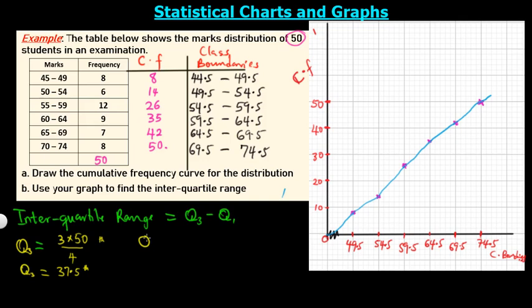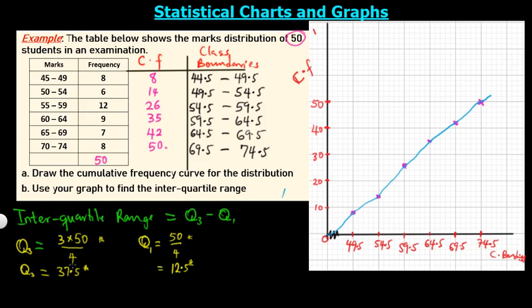For your Q1, that's just n over 4th position, and our n is 50. So that will be 50 divided by 4. Remember, n over 4th position. That is our Q1. So divide this one, you're going to get 12.5th position. So you will now come to your curve here to find out those things.